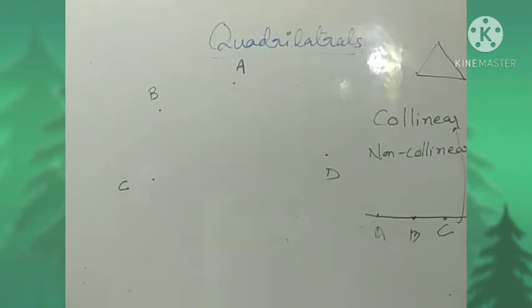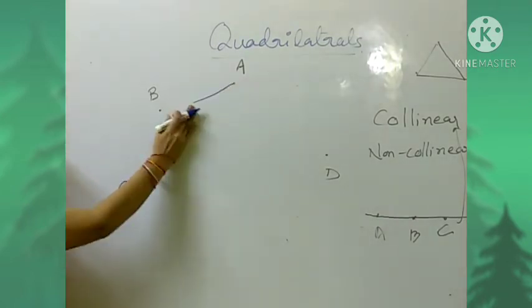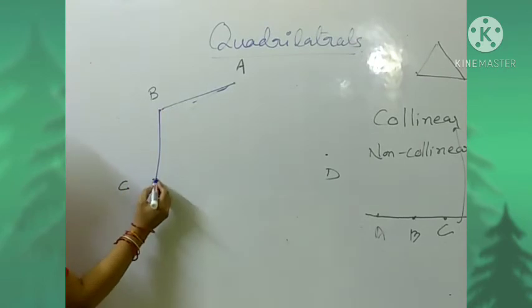So on the blackboard, 4 points are there, and are these points collinear or non-collinear? Yes, good. They are non-collinear points. Now, if we join them in continuation, A to B, B to C, C to D.